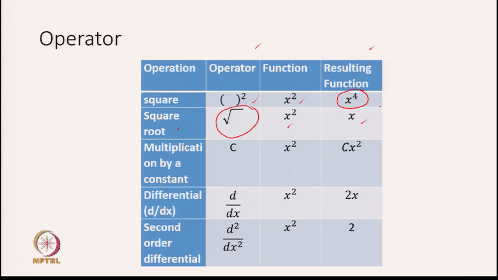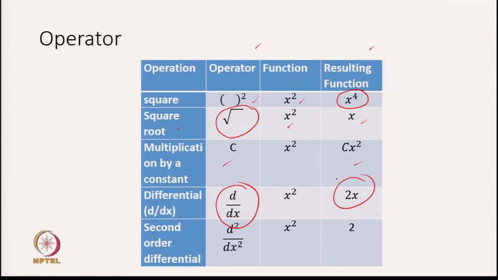Third operator you can think of is multiplication by a constant. Here the constant is c. If I multiply this constant to a function x square, what I am going to get is c x square. Differential can be another operation, and the operator will be d by dx. If I apply the d by dx operator to x square, I am going to get the function 2x.